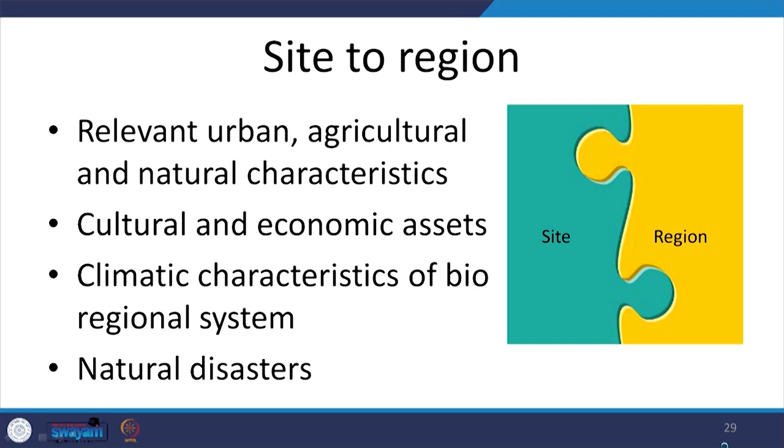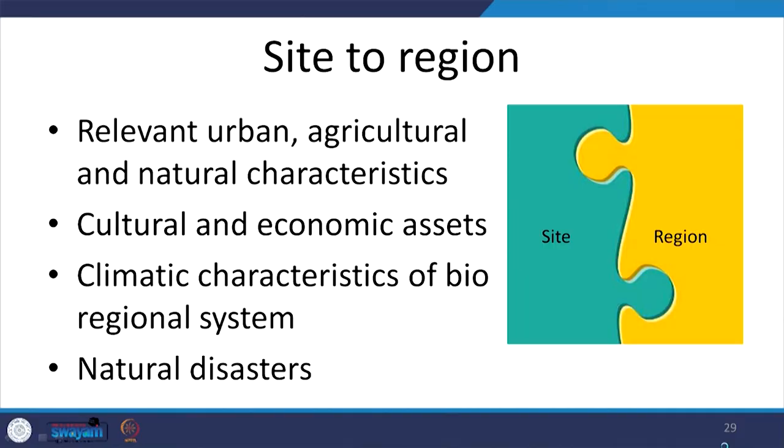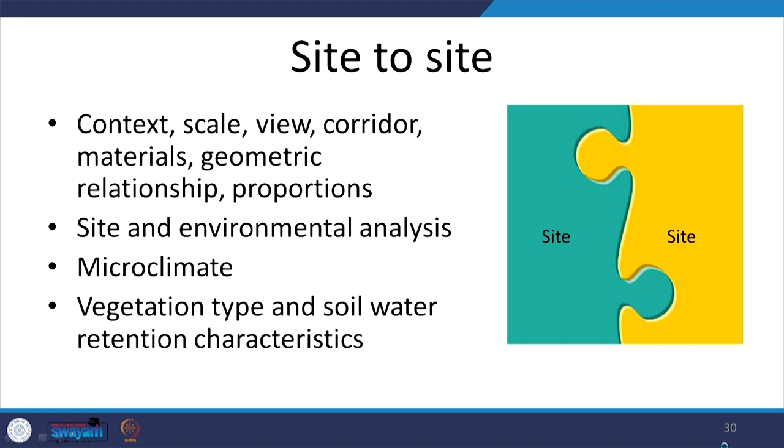So when I talk about interconnectivity between site to region, we have to look at the relevant urban, agricultural, and natural characteristics. We have to look at the cultural and economic assets, which will affect how the site is responded to. We have to look at the climatic characteristic of bioregional system. So our site has to respond to the bioregional system, and we have to respond to the natural disasters to which the site is subjected to because of being a part of the region. While developing a site, we should also look at the connectivity between different sites of context, scale, view, corridor, materials, and geometric.